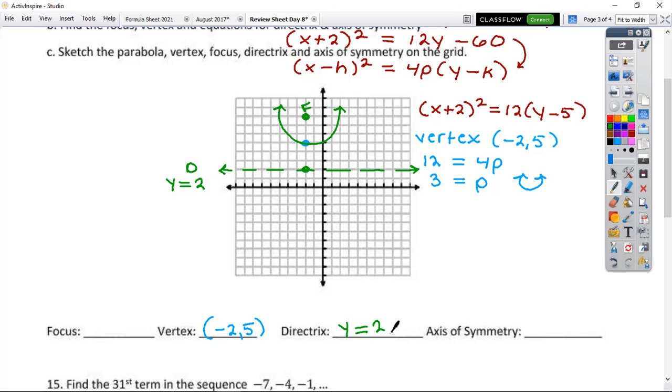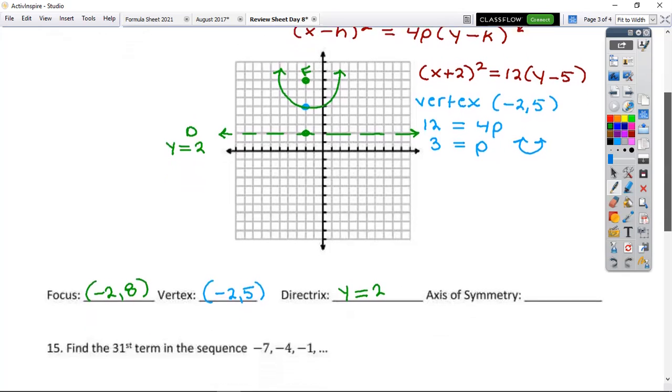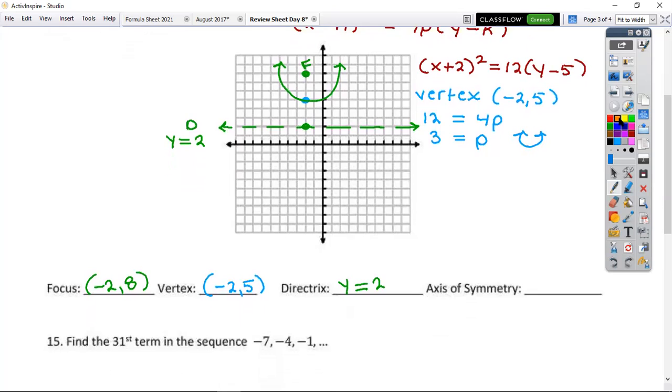Next, I have focus point. Where is that at? 5 must be 8, right? So we've got -2, 8. And then the last thing you need is the equation for the axis of symmetry. So you're going to go right down the middle of this. And once again, this must be listed as an equation. So this looks like it occurs at x equal to -2. So x equal to -2.